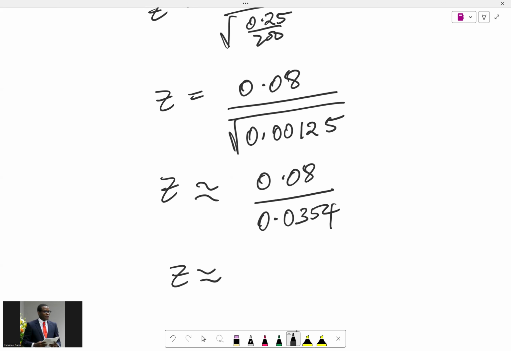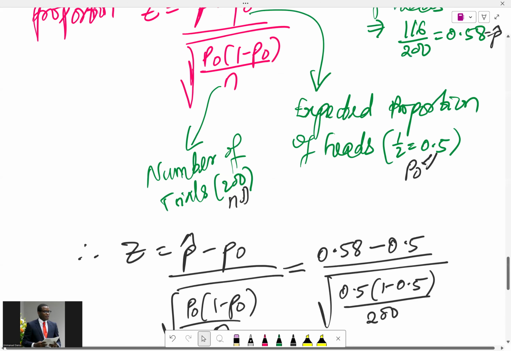0.0354. 0.08 divided by 0.0354. You have to be careful, I was almost going to mix that up. That is, Z is approximately 2.26. Yeah, approximately 2.26. Now that's the test statistic computed right there.